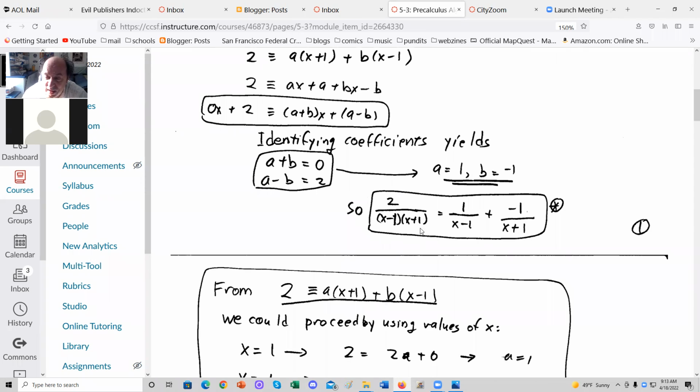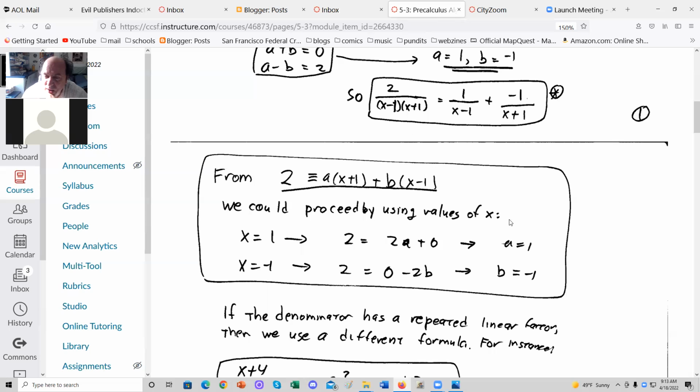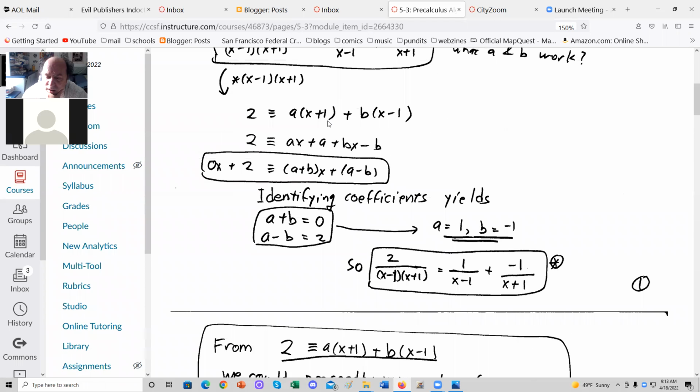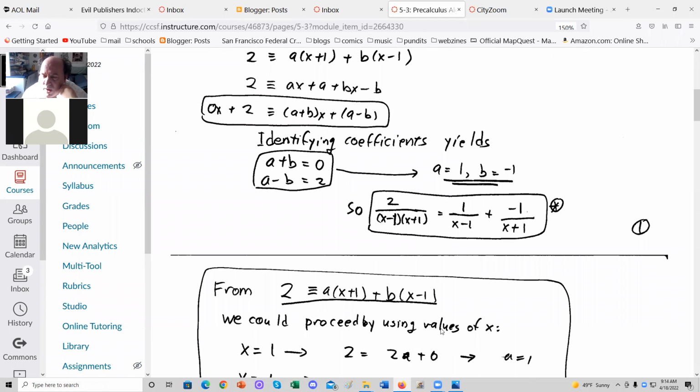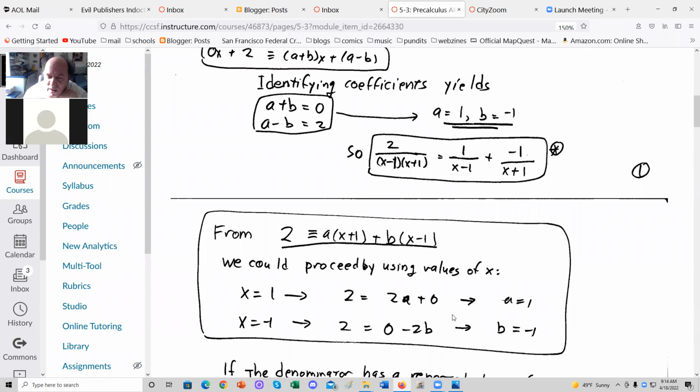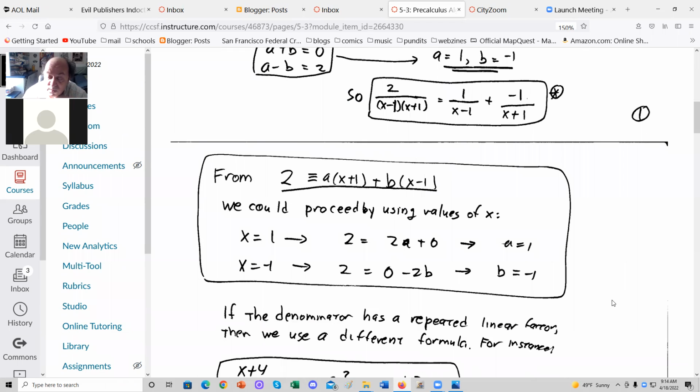And so if you want to integrate this left side, you simply do the sum of the integrals on the other side. Now, from this point, 2 is identical to A times (x plus 1) plus B times (x minus 1). But instead of identifying coefficients, we could just use values of x. For A, x equals 1: 2 equals 2A plus 0, which means A equals 1. For x equals negative 1: 2 equals 0 minus 2B, which yields B equals negative 1. So it works just as well.